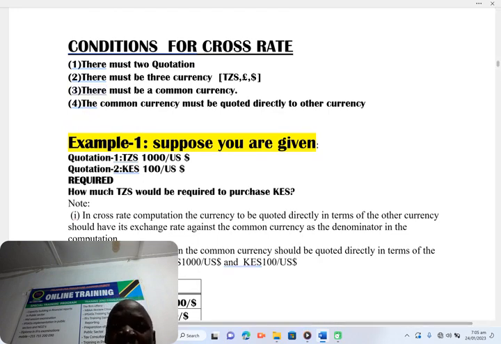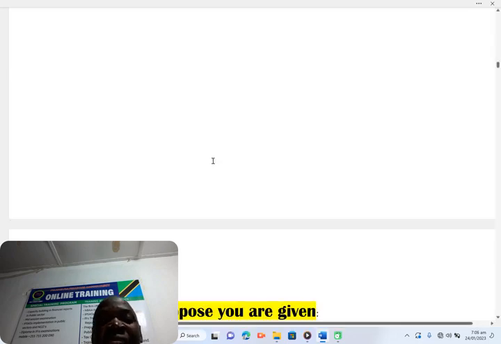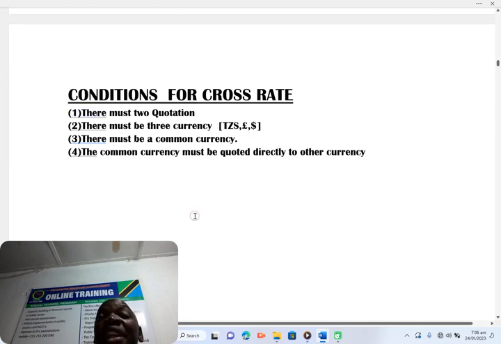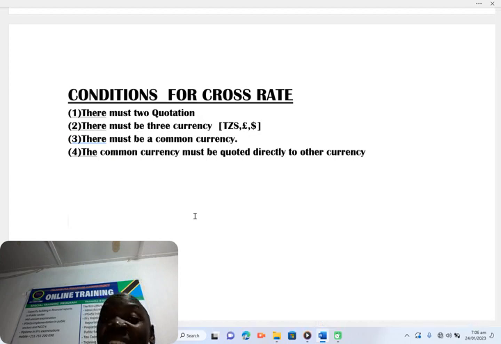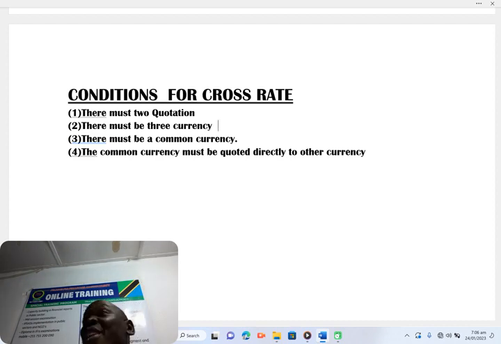So, in a cross rate, there are the following conditions. Number one, there must be how many quotations? 2 quotations. Number two, there must be how many currencies? 3 currencies. Number three, there must be a common currency. Number four, the common currency must be quoted directly to the other currency. Am I clear?